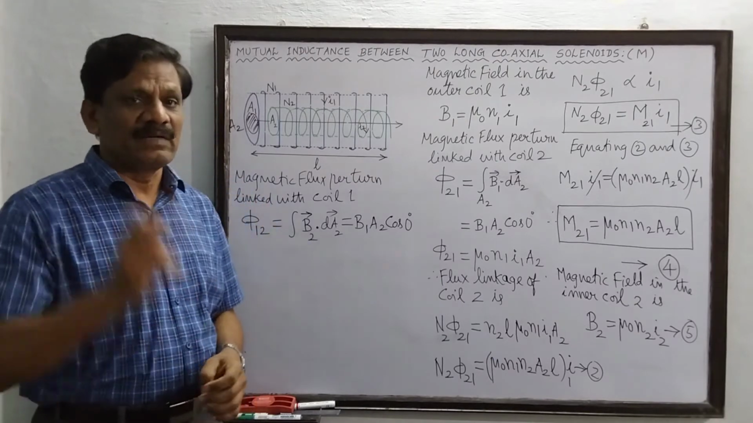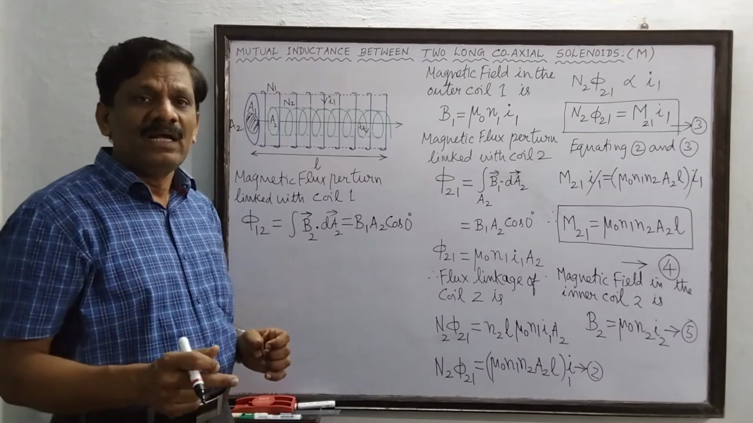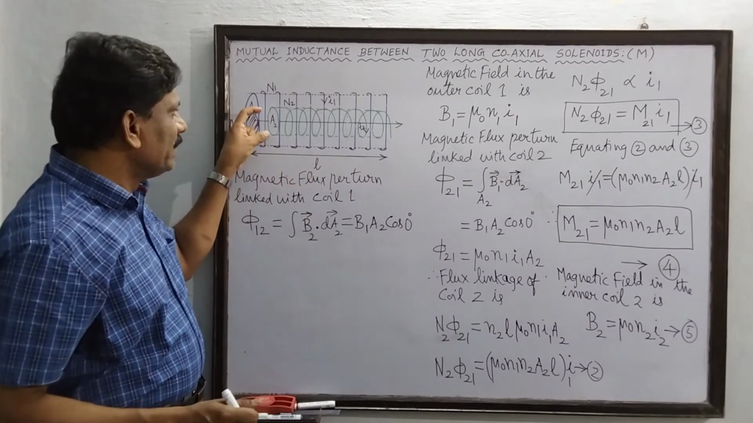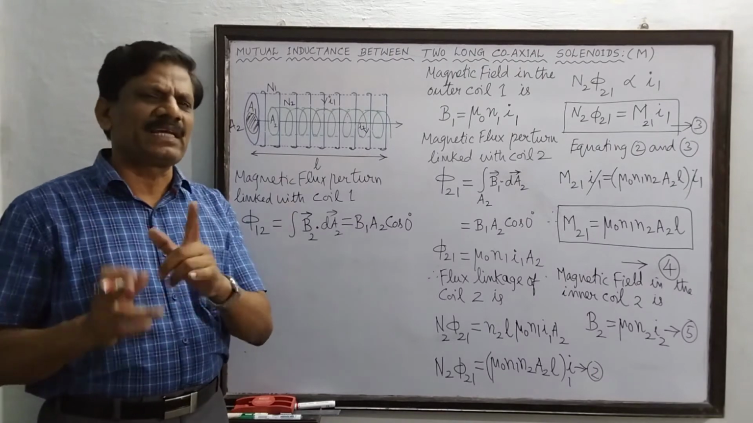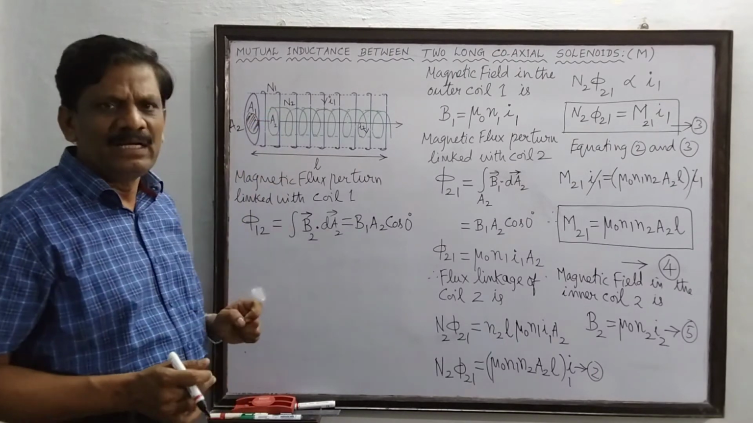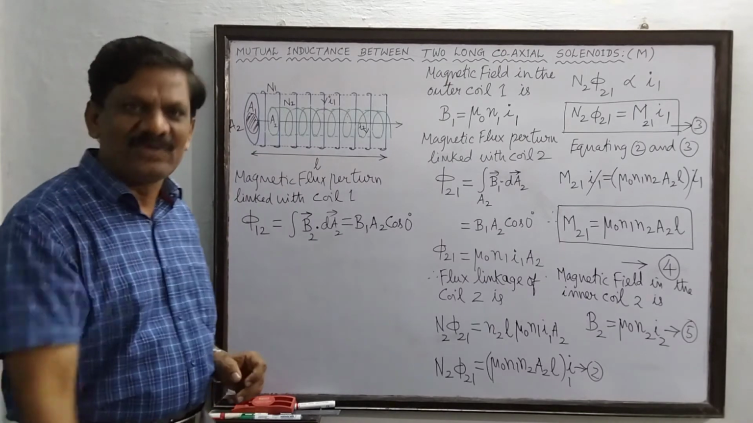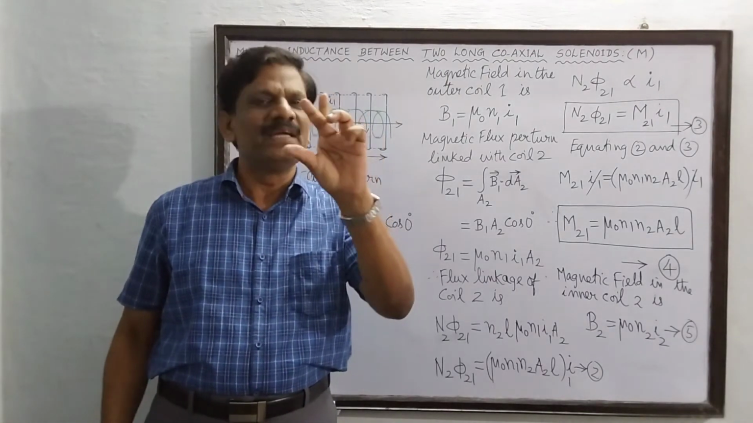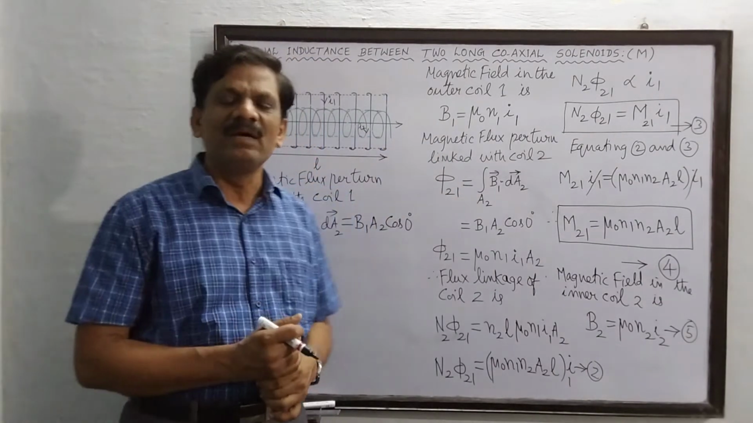Understand? The first coil is a larger coil, so its field will enclose the entire area A2 of the second coil. But the field of the second coil is smaller, it cannot enclose the larger area A1, and hence here also only the same area A2 of the larger coil will be enclosed with the B2.